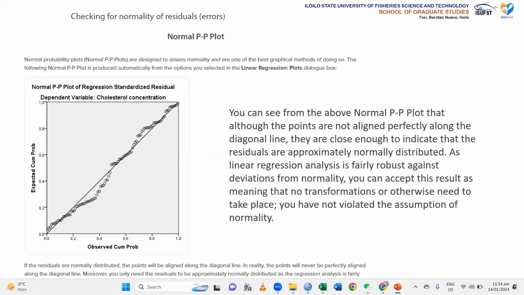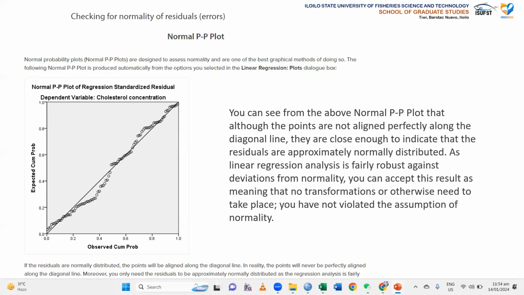Also, for your p-plot, although the points are not aligned perfectly along the diagonal line, so if this is your diagonal line, although this is not perfect, they are close enough to indicate that the residuals are approximately normally distributed. That's why it is better to accept if the residuals, even though they don't lie on the line perfectly, are at least close to the line.